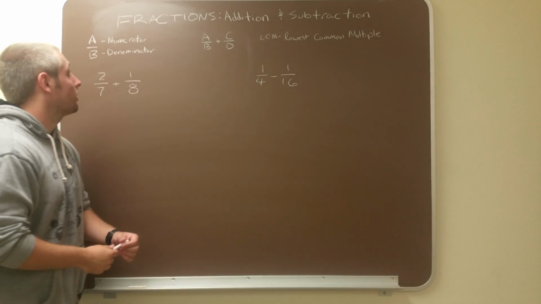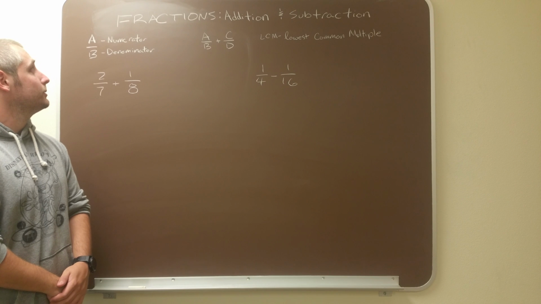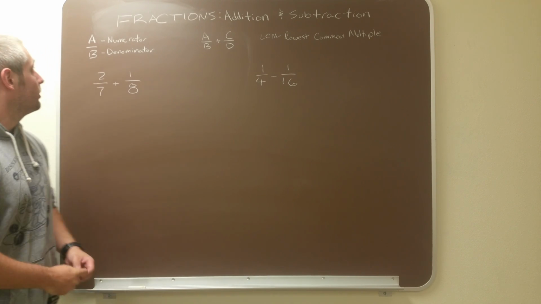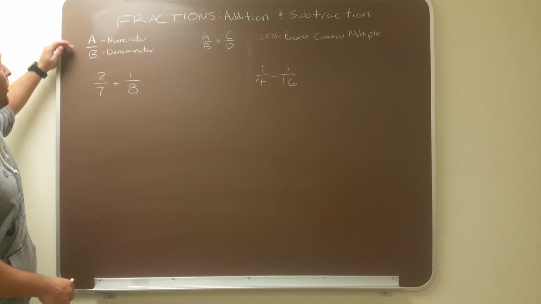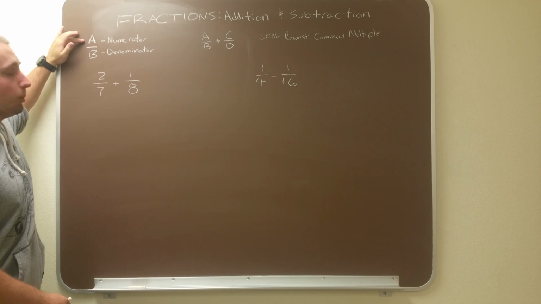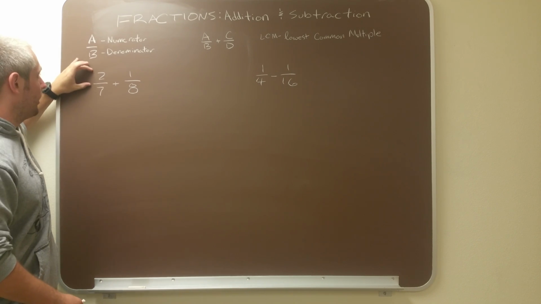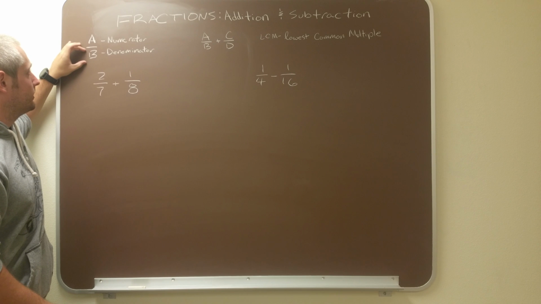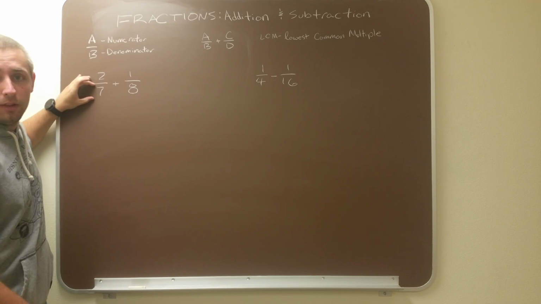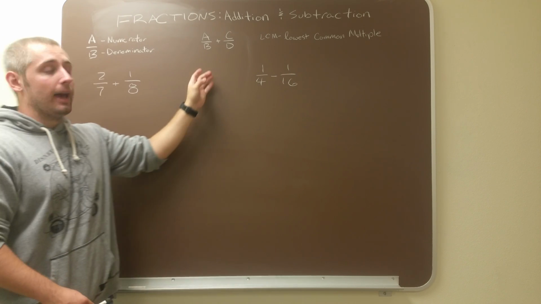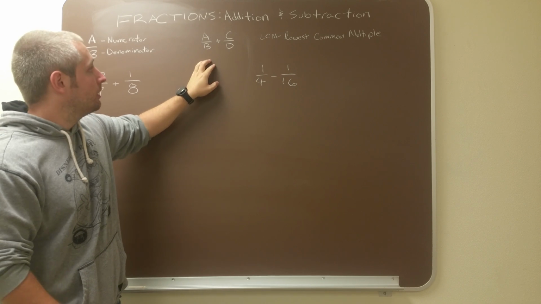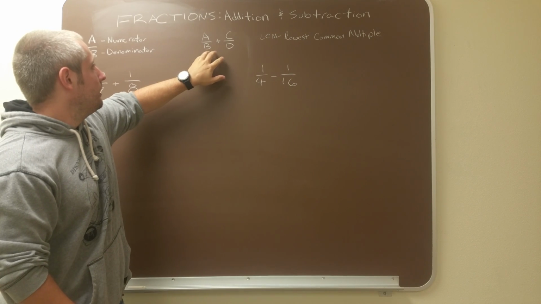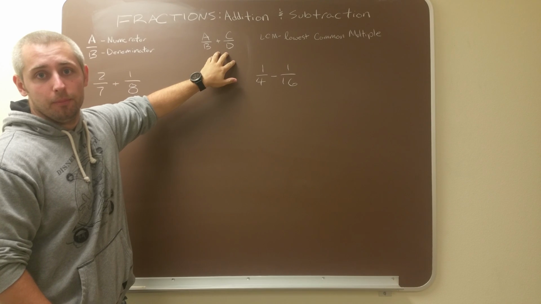Hey guys, today we're going to be looking at adding and subtracting fractions. Some terminology you need to know: A is the numerator, the part that's above the line, and B is the denominator, the part below the line. In order to add or subtract fractions, B and D must be the same.